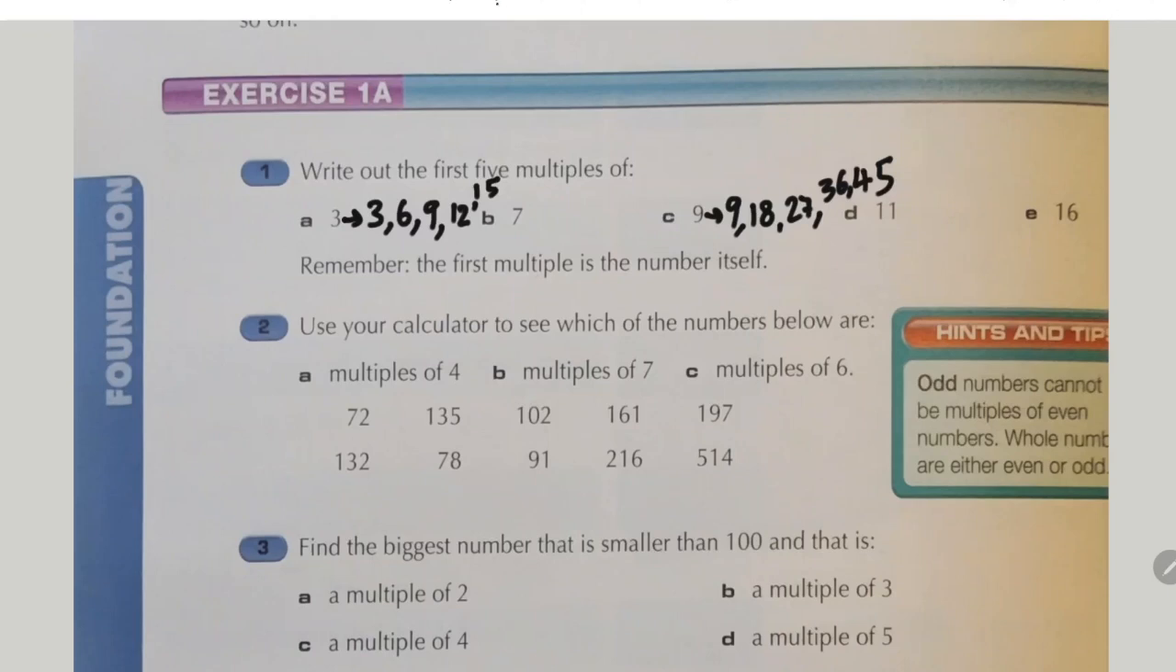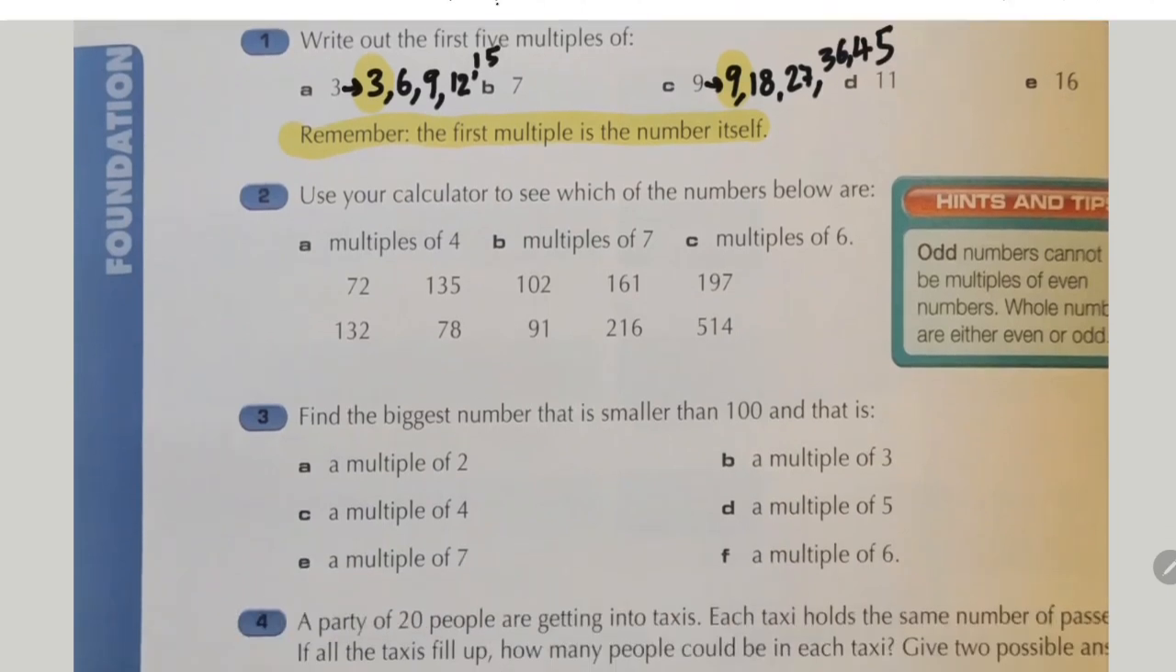As you can see here, they say to remember that the first multiple is the number itself. As I told you, the first multiple of 3 is actually 3, and the first multiple of 9 is 9 itself. Now they are asking us to use your calculator to see which of these numbers are multiples of 4, multiples of 7, and multiples of 6.